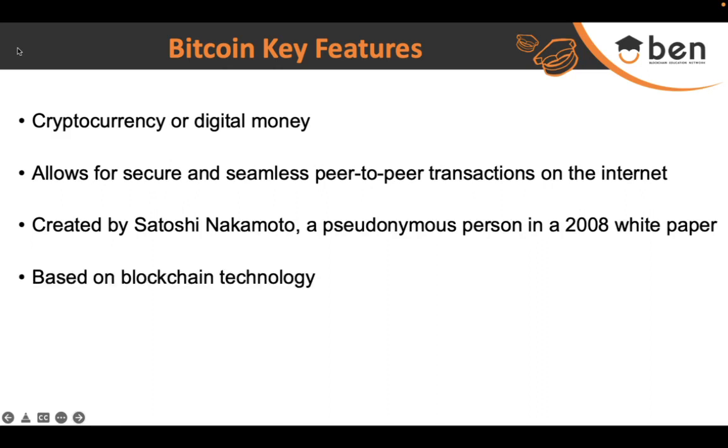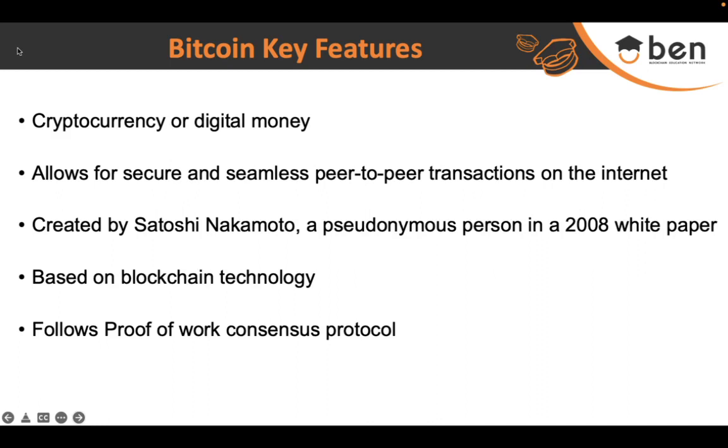As I told you, it is based on blockchain technology. And as we discussed in the last lesson, it follows the proof of work consensus protocol. Consensus protocol means a procedure through which all the members of the blockchain network agree on the state of the blockchain.